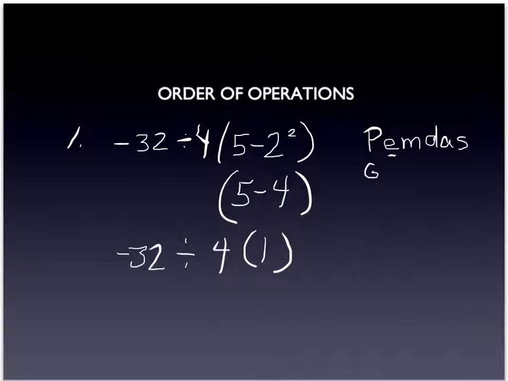Okay, now I have division and multiplication next. And according to the order of operations, I have to do either division or multiplication, whichever comes first. And since division comes first, I'm going to do negative 32 divided by 4, which is negative 8. And then multiply negative 8 times 1, which is negative 8.